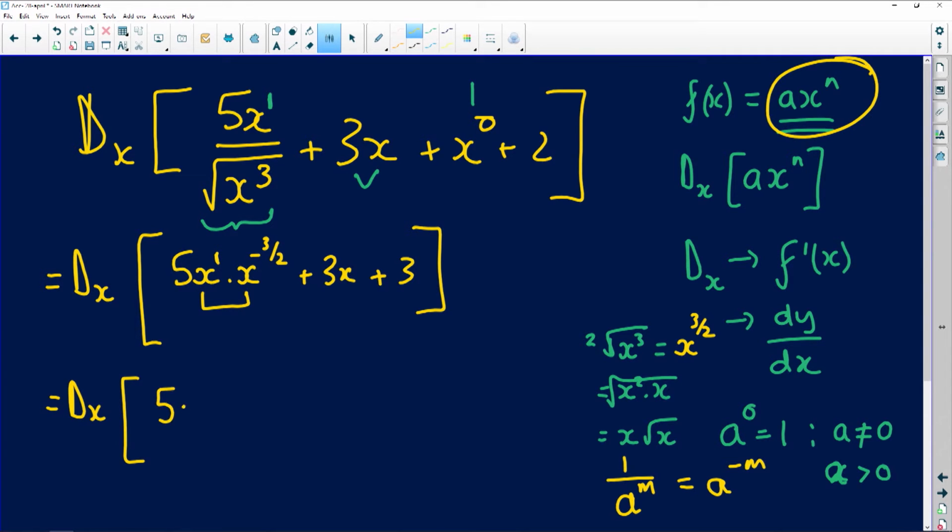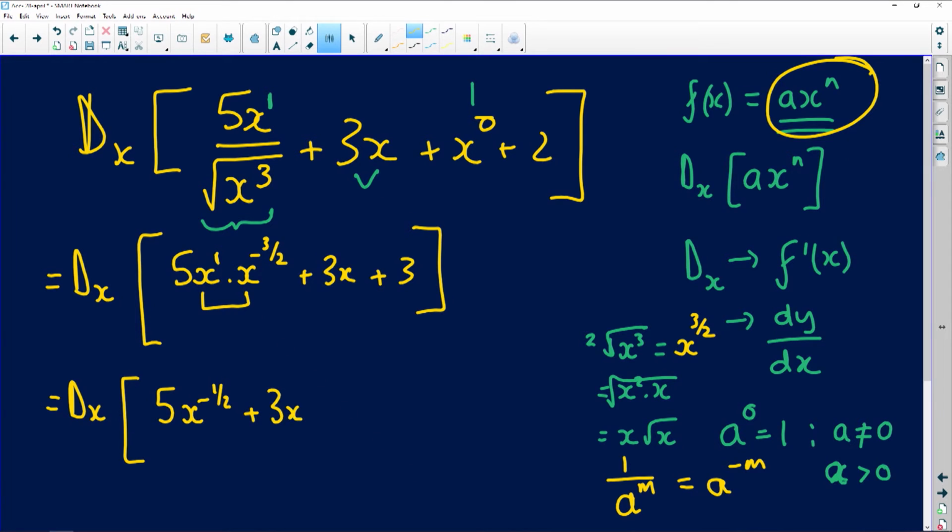So I've got 5x to the power of... now think carefully in your head, 1 minus 1.5 is minus a half. There the form is perfect. Okay, so what did we do? We took the root, we wrote it as a power, we kicked it up, we applied an exponent law, it's in the form and ready to be differentiated.